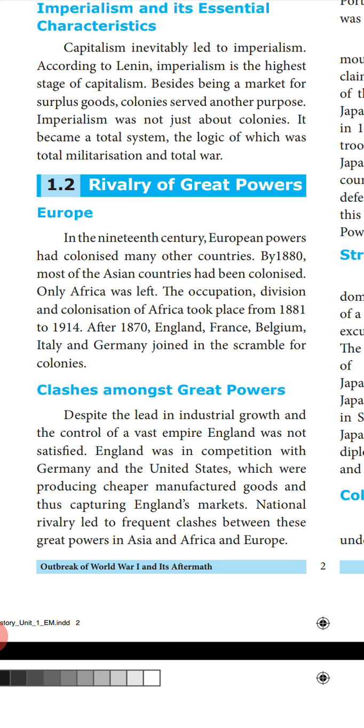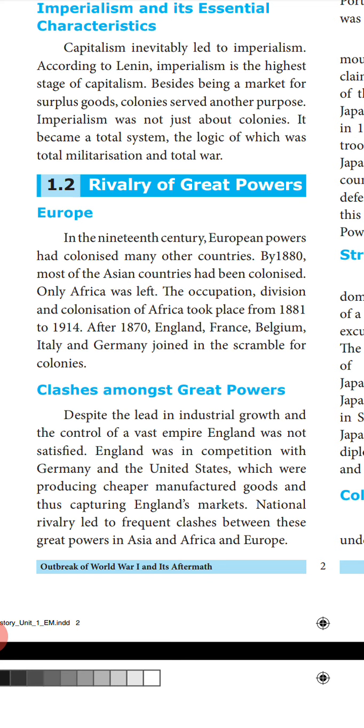England, whatever colonies they had captured, they were not satisfied. So what happened? England was in competition with Germany and the United States of America, which were producing cheaper manufactured goods and thus captured England's markets.